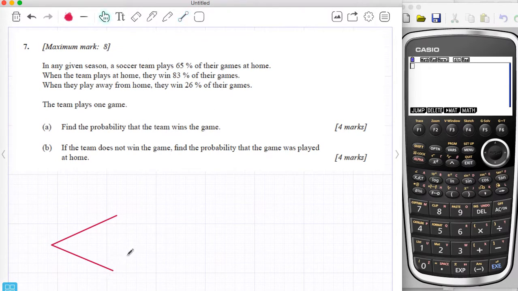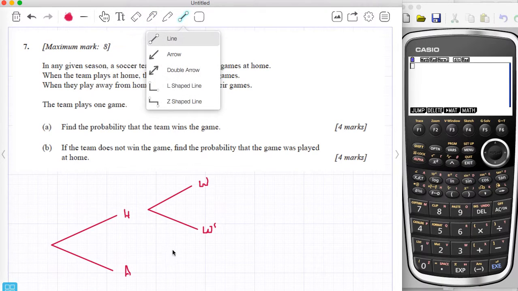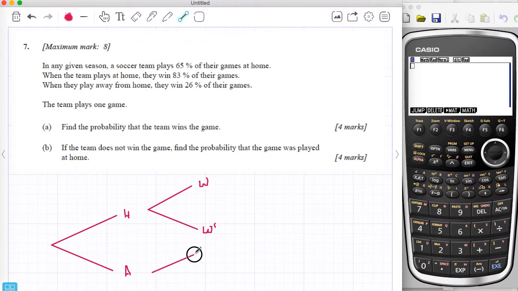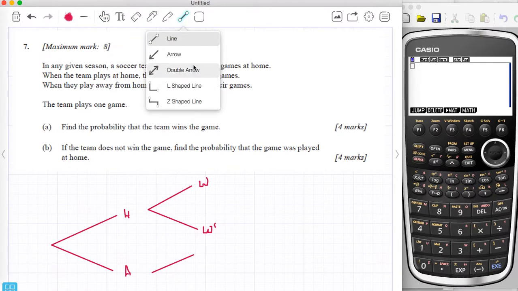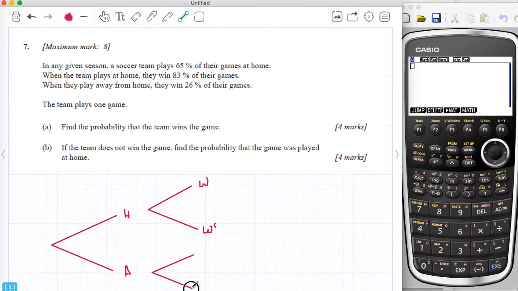So first of all, I'm going to write if they play at home or away. If they play at home, they could win, or they could lose. Or rather than saying lose, they could say we don't win. So for not winning, we put a complement. Now the same thing happens if they play away. They could win, or they could not win. So I've got this tree diagram like this.